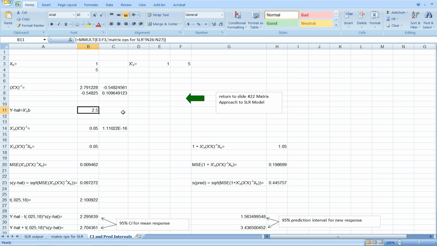And of course we know that has some variation associated with it. We want to compute that variance and find its standard deviation. So we go through the arithmetic of finding mean squared error times x sub h transpose times X transpose X inverse times x sub h. That turns out to be this value. We take the square root of it. Again, follow through all the formulas that you see here.